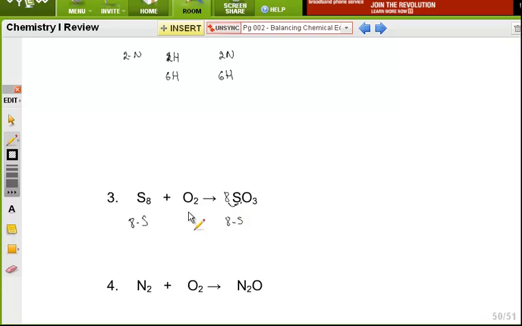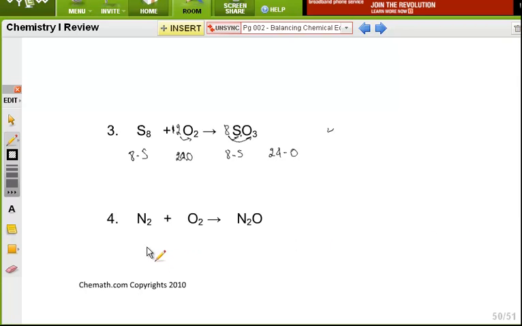Oxygen on my reactant side we have only 2, and on my product side we have 8 times 3, 24 oxygens. So right here, to make this one 24, I had to multiply by a factor of 12. So 12 times 2 is 24. So right now my oxygen will be balanced. So we got 24 oxygen on my reactant side and 24 oxygen on my product side. My equation is balanced right now.